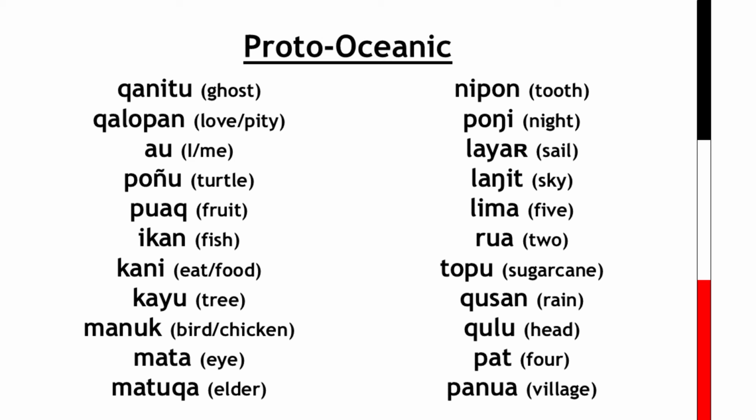Kanito, kalopan, au, ponyo, puak, ikan, kani, kayu, manuk, mata, matuka, nipon, pongi, layar, langit, lima, rua, topu, pusan, kulu, pat, panua.